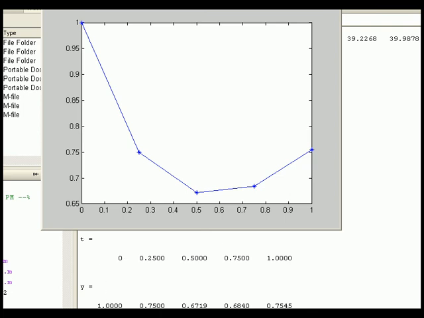And there's the solution. Take 4 steps of 0.25. T goes up by 0.25 each time. Y changes exactly like we calculated by hand and with the DE Tools, 0.7545. There's the solution plotted.